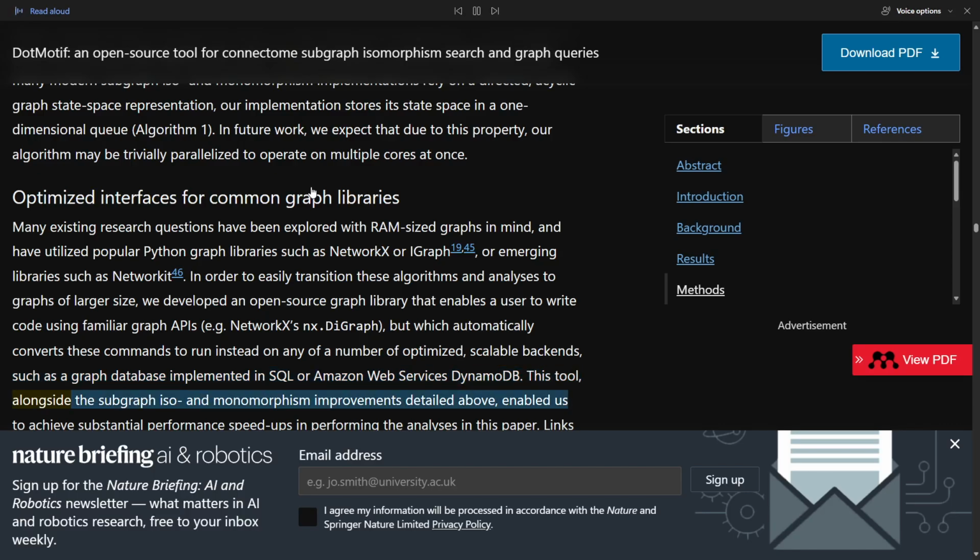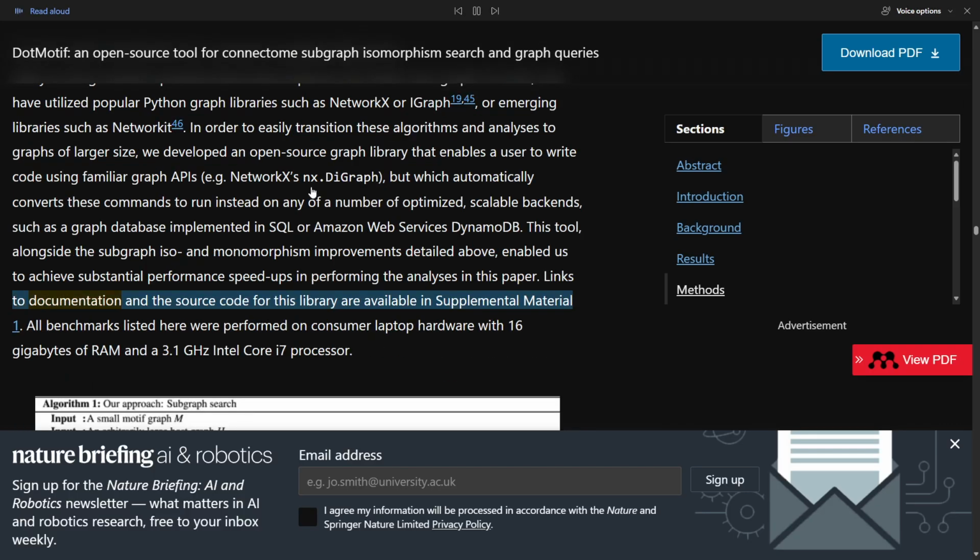This tool, alongside the subgraph isomorphism and monomorphism improvements detailed above, enabled us to achieve substantial performance speedups in performing the analyses in this paper. Links to documentation and the source code for this library are available in Supplemental Material 1. All benchmarks listed here were performed on consumer laptop hardware with 16 GB of RAM and a 3.1 GHz Intel Core i7 processor.